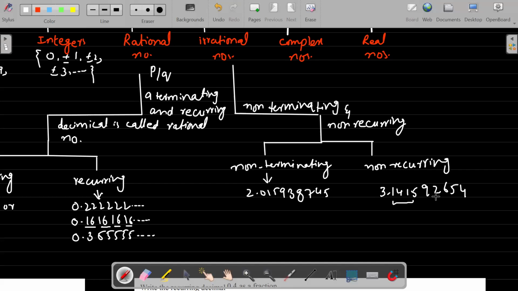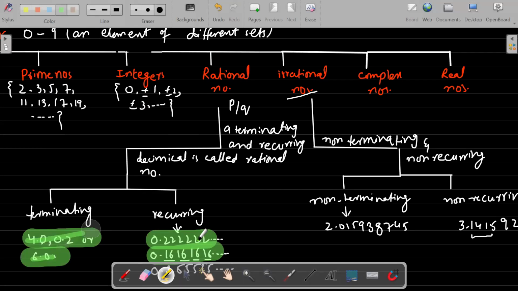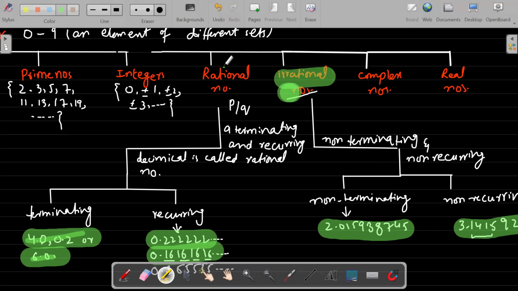So if a number is non-terminating and non-recurring, then we call it an irrational number. Terminating and recurring decimals we call rational numbers. If it is not going to end and it is also not repeating itself in a specific way, then we call it an irrational number, according to these two terms.